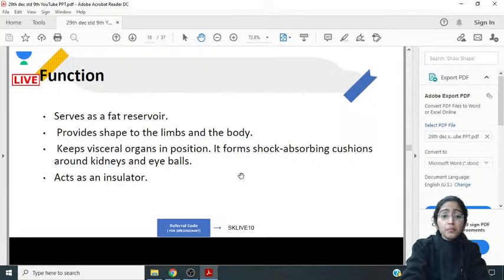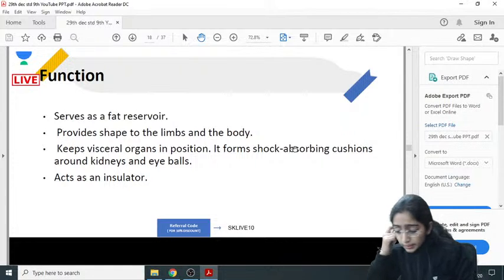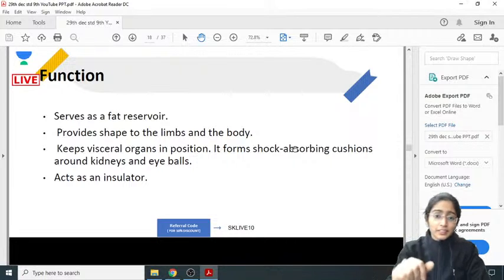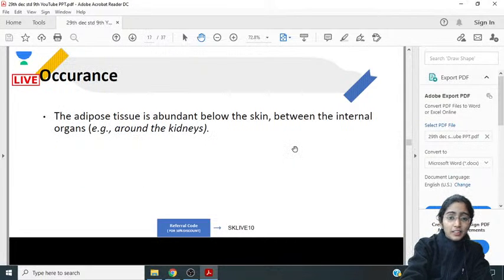Apart from that, the presence of fat also makes it act as a shock absorbent. If we suddenly get injured, a very strong or inner injury shouldn't be there, so it is acting as a shock absorbent. Clear? Aman, is it fine? Chalo, let's proceed on. So the most important characteristic feature of adipose tissue is that they are storing the fat.